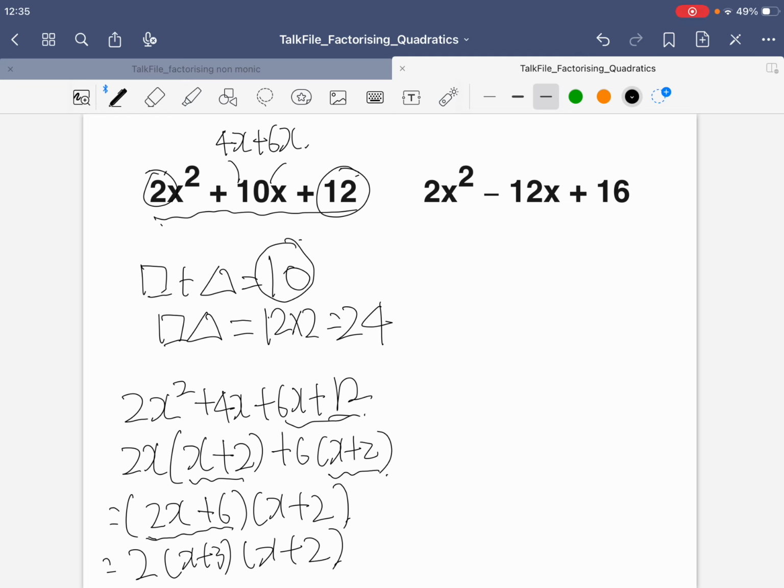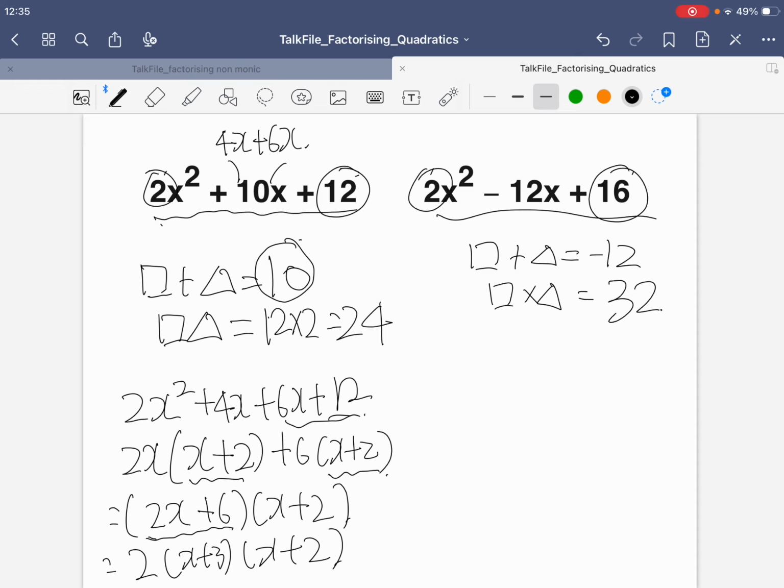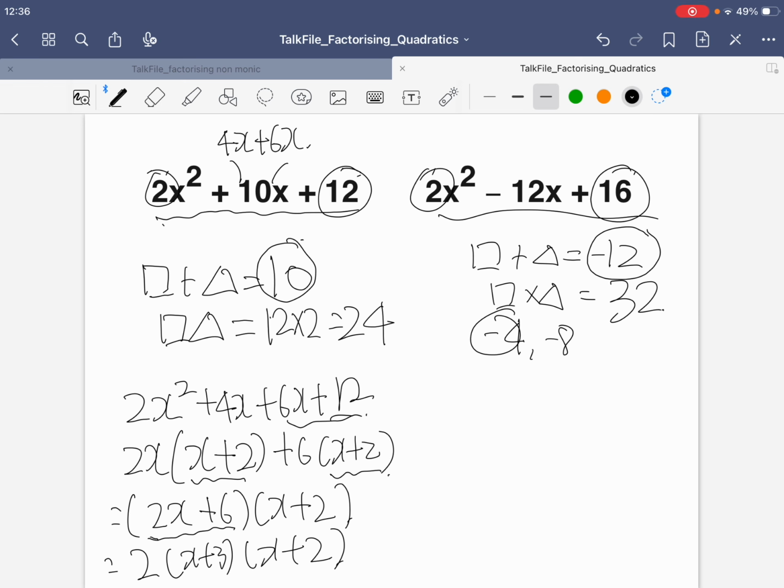Yep, this one is pretty much the same. Find a pair of numbers that add to negative 12 and multiply to give 16 times 2, which is 32. So I want you to think in your head, the pairs of numbers that could make 32. So like 2 and 16, 1 and 32. I can think of 4 and 8. So negative 4 and negative 8, since when you add them, you have to get negative 12. So negative 4 and negative 8, I think this is the pair of numbers.